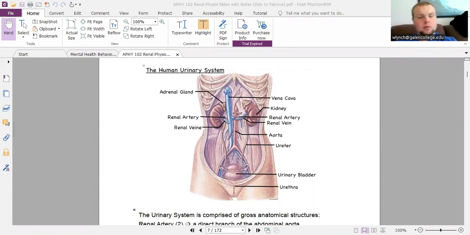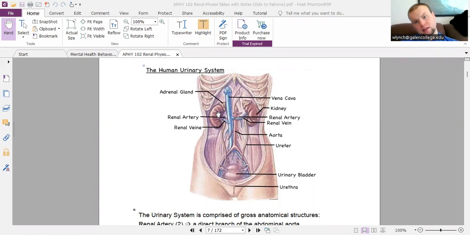The main structures of the renal and urinary system are going to be the kidneys. We have two, right and left. The ureters, which are going to extend from the kidney down to the bladder. Then we have the urinary bladder, which is going to store the urine until it is full and it is released through the urethra, the tube that will exit from the body.